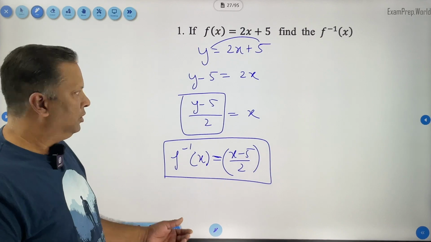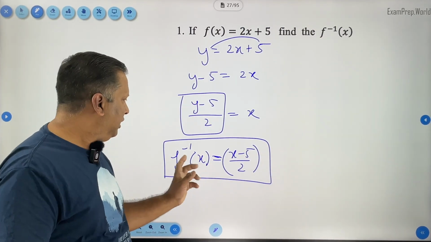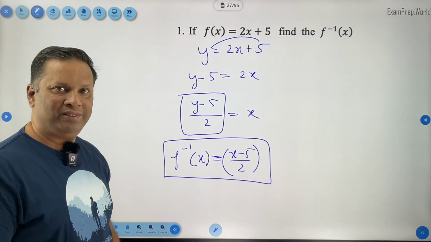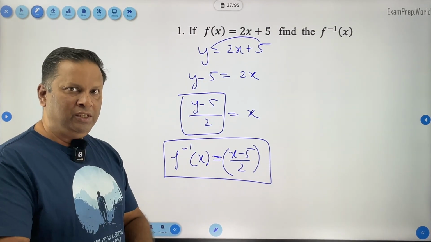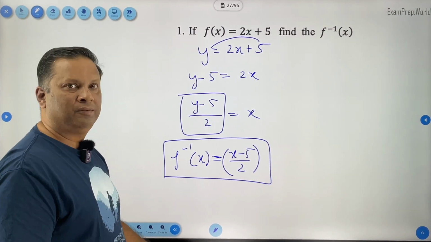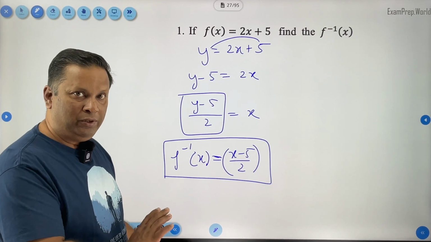See, very simple. Once you change the subject, again you have to change this y to x and write it as f inverse x. So this is your inverse function for this particular function. Isn't it very easy? Changing the subject. Okay. We'll try a few more questions so you'll understand it better. I suggest keep pausing the video, do it yourself once.